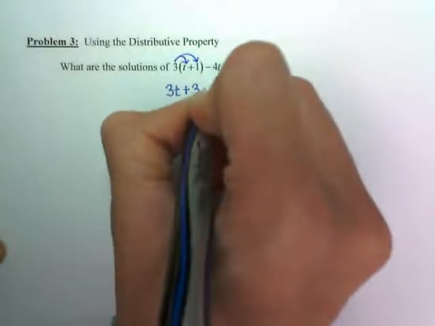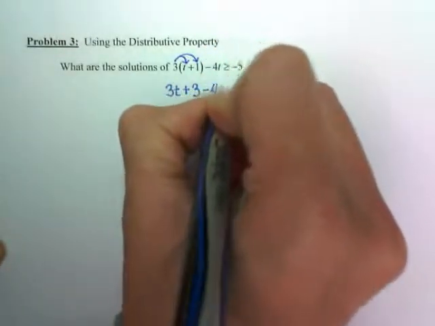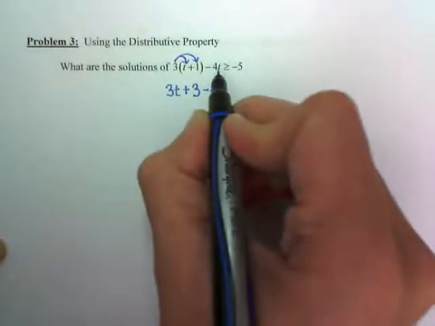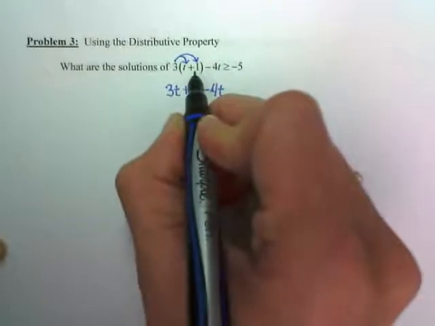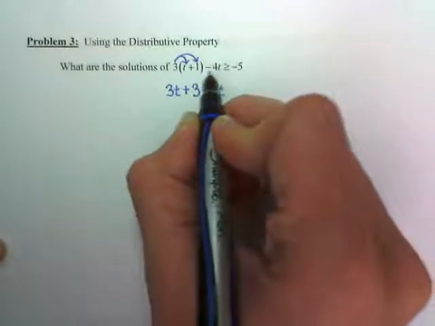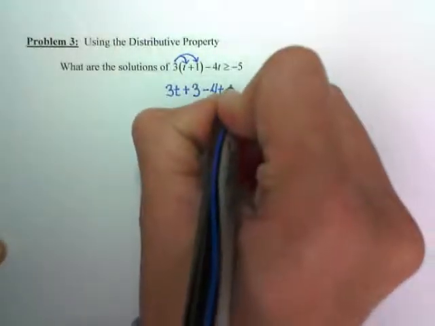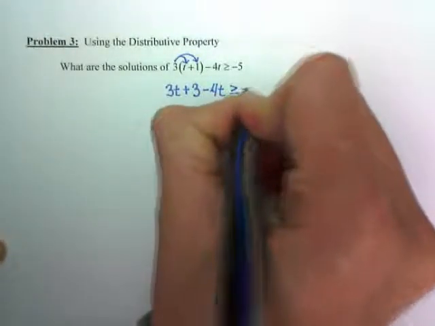I still have my minus 4t, and ask yourself, why do I not distribute that 3 to the negative 4t? It is not inside the parenthesis. You cannot distribute to this because it is not inside the parenthesis, so be very careful with that. Greater than or equal to negative 5.